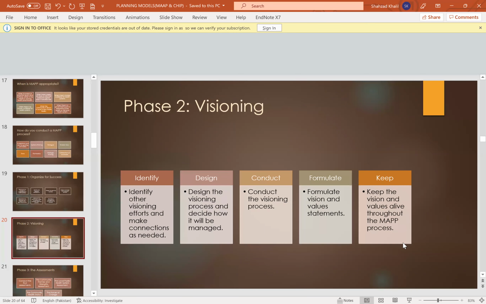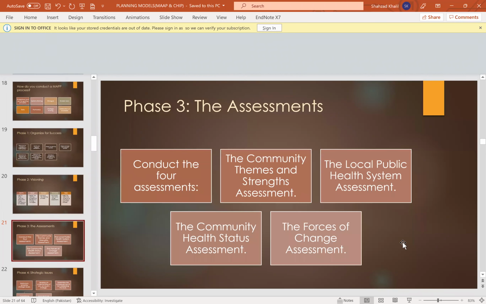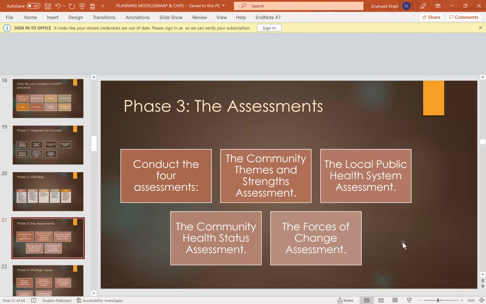Phase two is visioning. Identify other visioning efforts and make connections as needed. Design the visioning process and decide how it will be managed. Then conduct the visioning process. Formulate vision and value statements. Keep the vision and values alive throughout the MAPP process. The assessment: conduct the four assessments. It is the basic hallmark of the MAPP model.